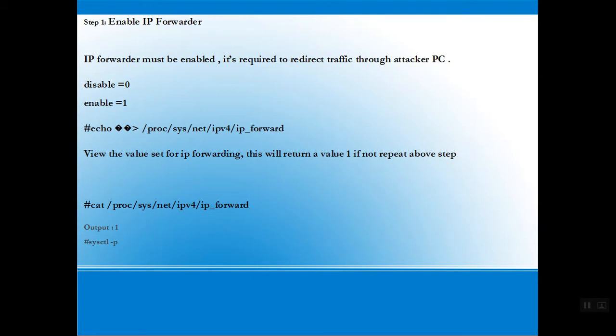Step 1. Enable IP forwarding. IP forwarding must be enabled. It's required to redirect traffic through the attacker PC. Disable is set equal to 0 and enable is equal to 1. echo 1 > /proc/sys/net/ipv4/ip_forward. View the value set for IP forwarding. This will return a value 1; if not, repeat the above step.